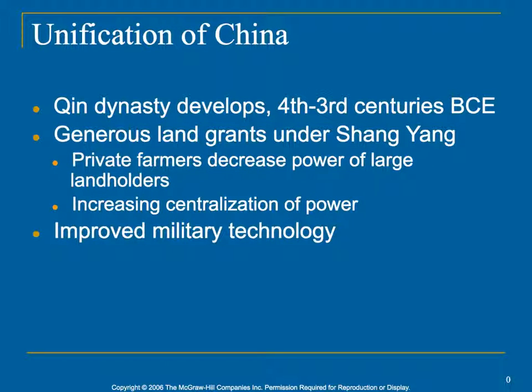Okay, so in the Unification of China, you have what's known as the Qin Dynasty develops. Now, I know it says Qin, and some people would call it the Qin Dynasty, but the Q is kind of like a ch sound. So it's actually the Qin Dynasty. And Sheng Yang, who kind of starts everything off, gives land grants to private farmers, and this decreases the large landowners' holdings, and power starts to become more centralized, and you have an improvement in military technology.